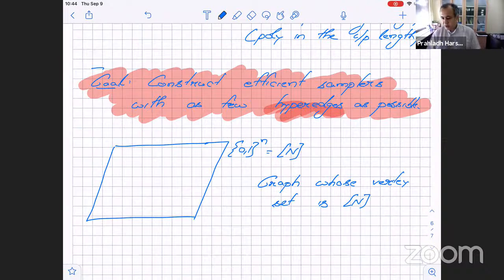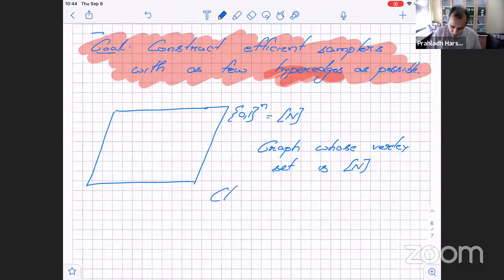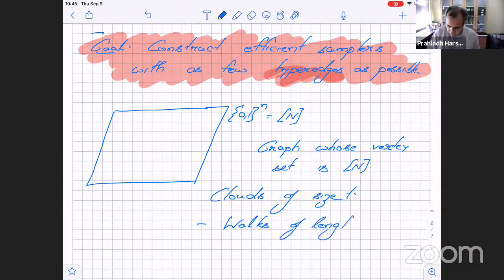There are several ways to construct these clouds. I need to construct clouds of size t. One way is to take walks of length t in this graph, and I will think of each walk as a cloud in this graph. So walks of length t. That's one possibility.